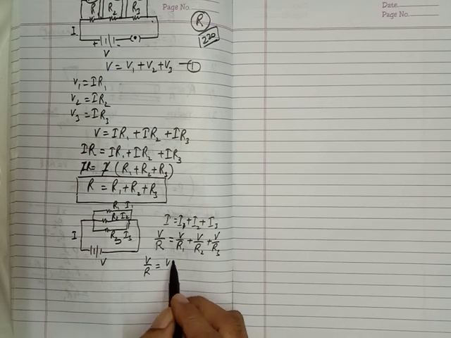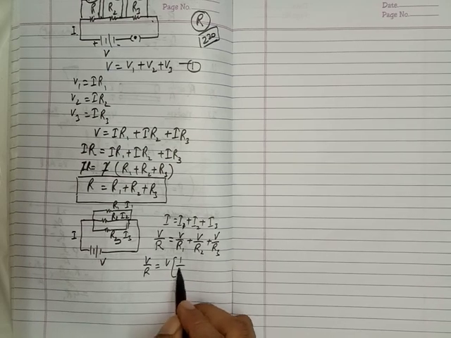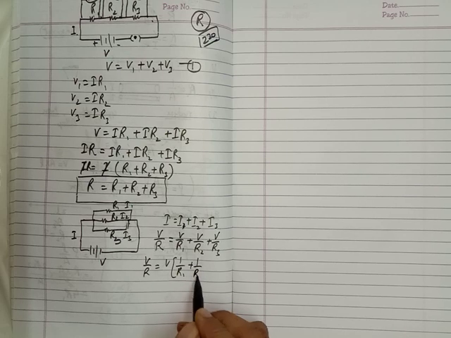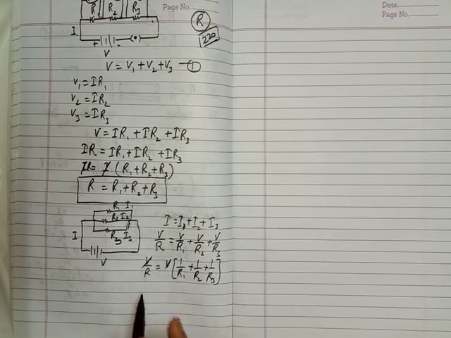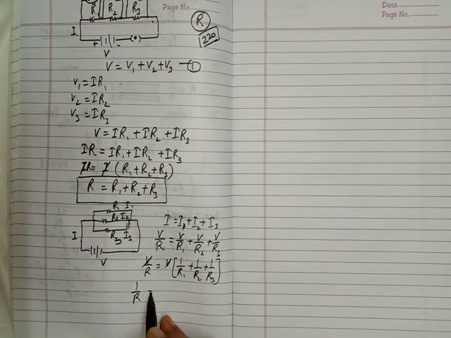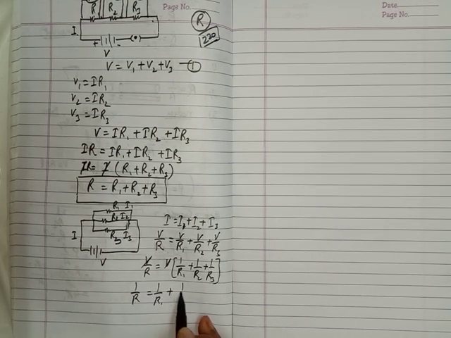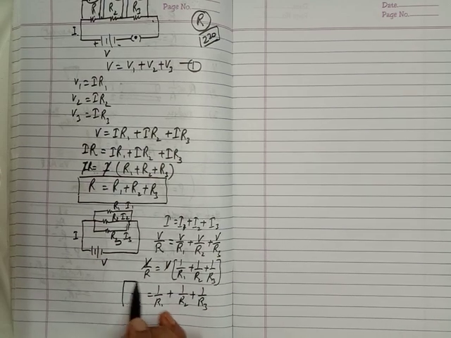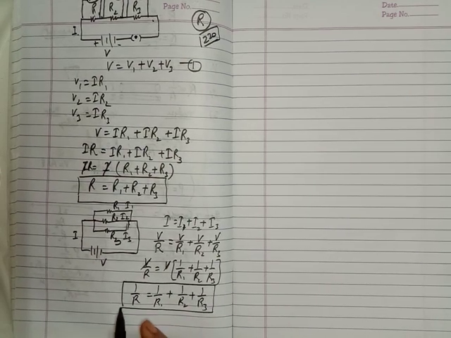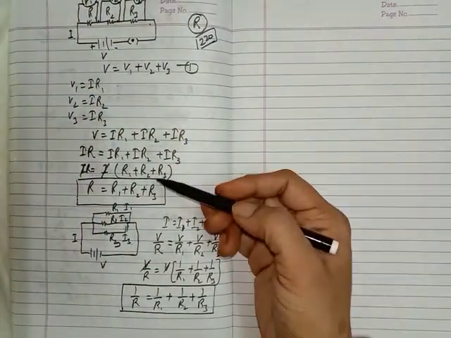Now you can take V common, and cancel out the value of V. Then 1 upon R is equal to 1 upon R1 plus 1 upon R2 plus 1 upon R3. Okay, this is the total resistance for the parallel combination. What about the series combination?